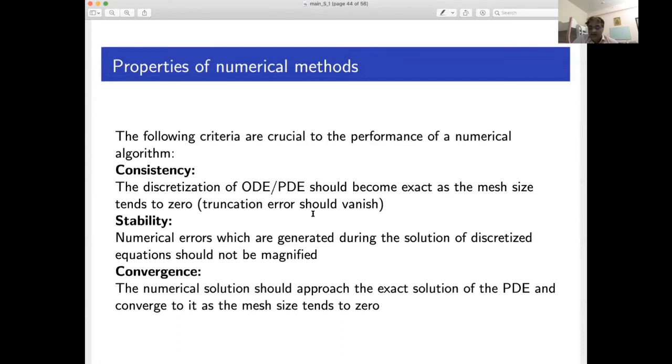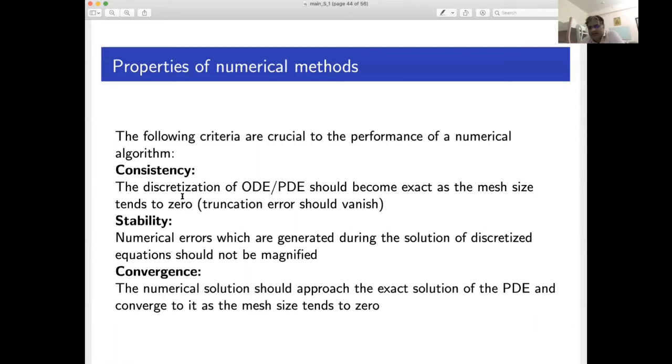These are the following criteria, very crucial in the case of a numerical algorithm. Consistency stands for the discretization of the ODE or PDE becoming exact as the mesh size tends to 0. I told you in the very beginning what will happen when you take the limit c goes to 0, or what will happen when you take h goes to 0. These kinds of things we have to analyze with some mathematical property, whether these relations are correct or not.